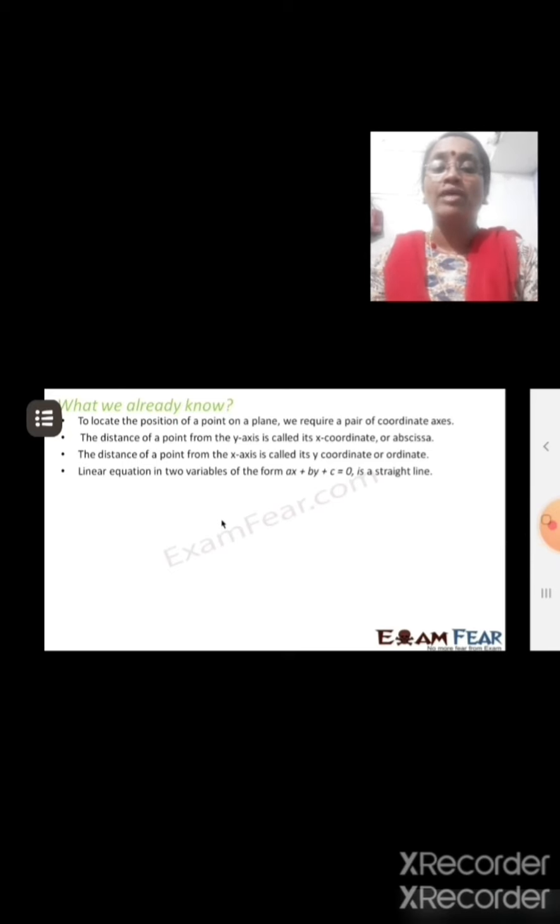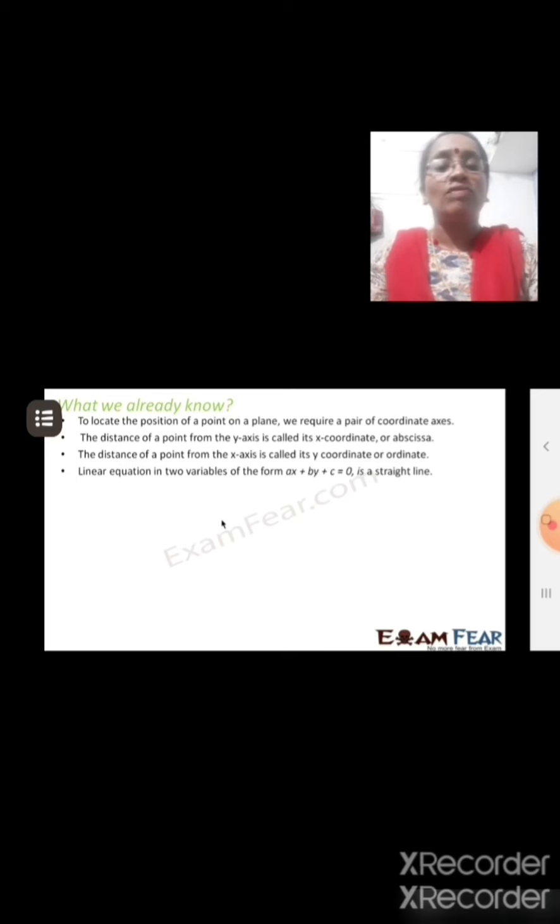coordinate geometry. You know, you have studied how to locate a position of a point in the Cartesian plane. For that we require coordinate axis, that is x-axis and a y-axis. The distance of a point from that x-axis is called a y-coordinate or ordinate. The distance of a point from a y-axis is called a x-coordinate or abscissa.